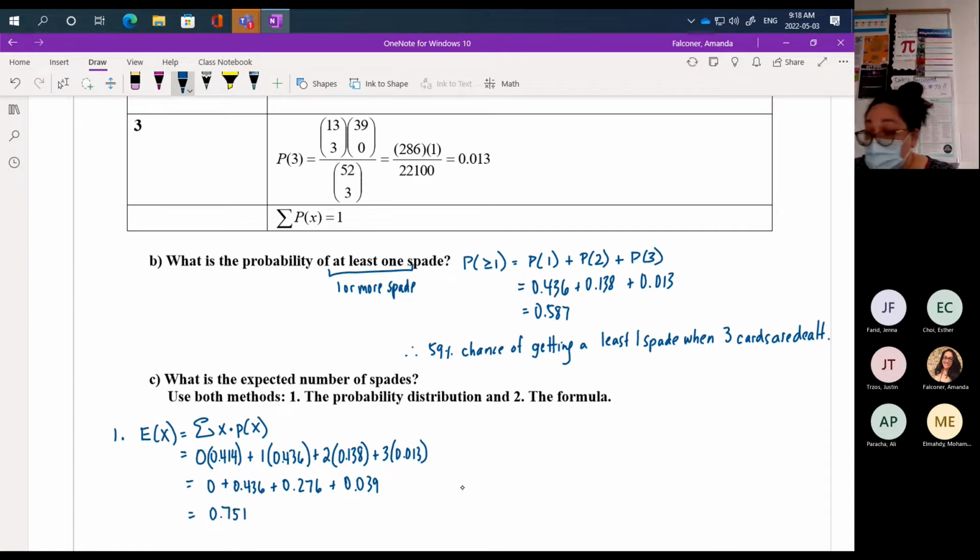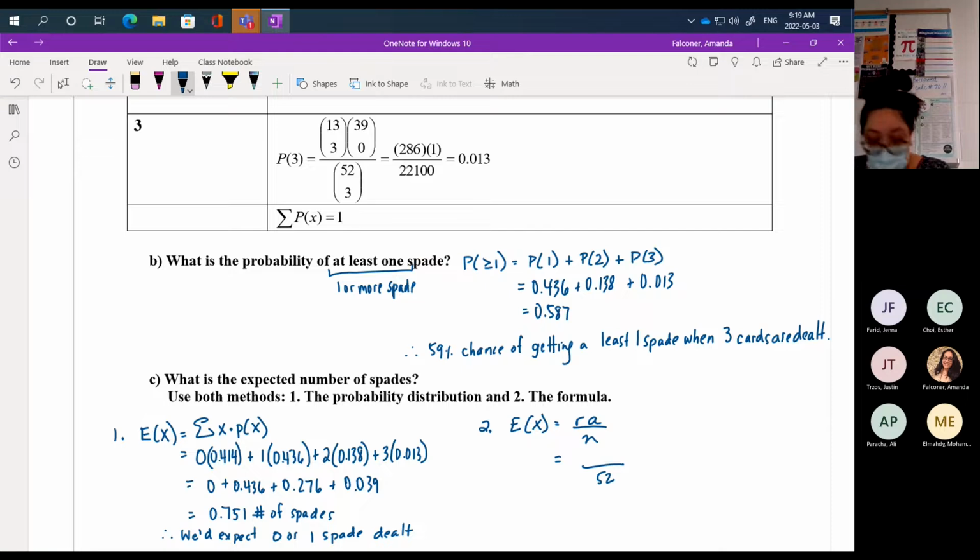Okay, so we would expect, now this is not a probability here, this is in the number of spades as a unit. So we'd say we'd expect 0 or 1 spade. That's one way to answer the question. The other way to answer the question is to use the expected value formula for hypergeometric distributions, R times A over N.